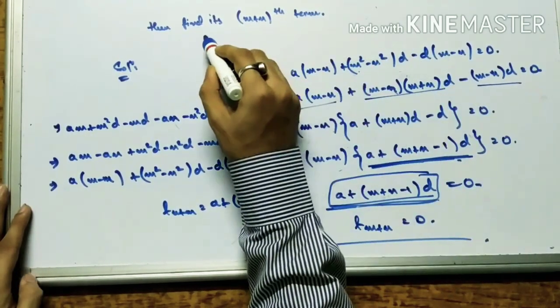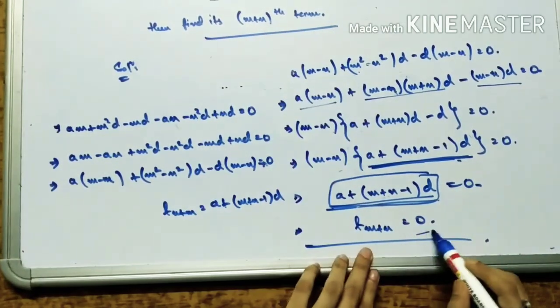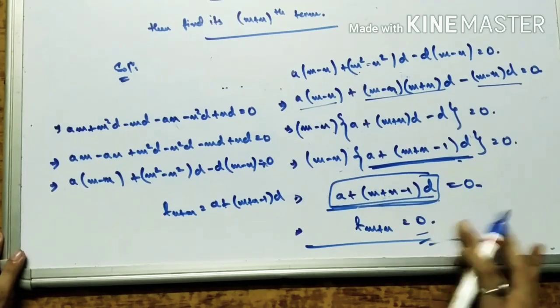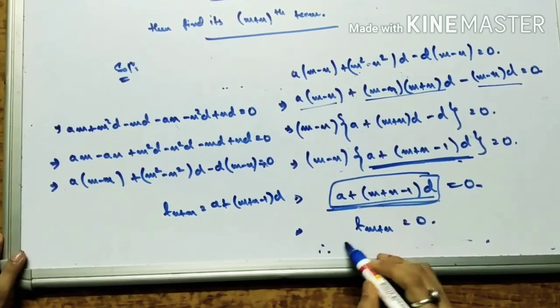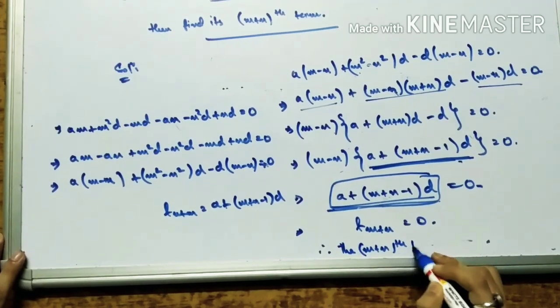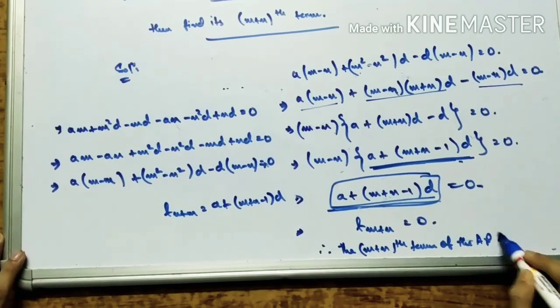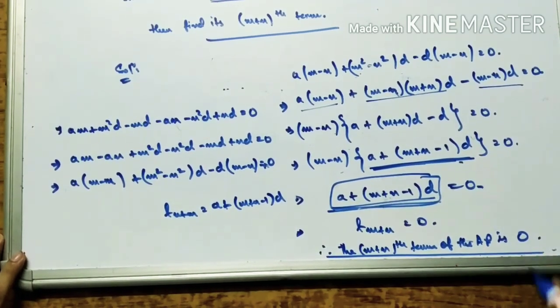So then, find the m plus nth term. What is the m plus nth term? Tm plus n is 0. So therefore, the last line I can write: therefore the m plus nth term of the AP is 0.